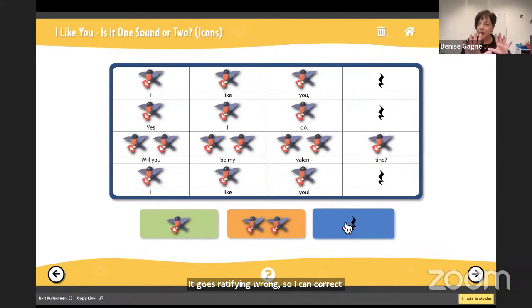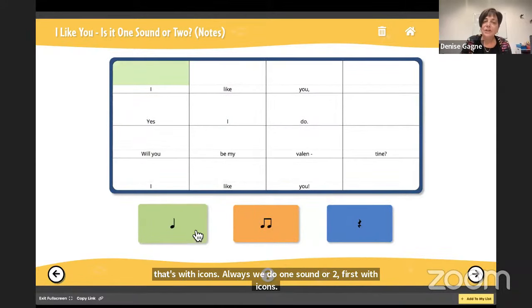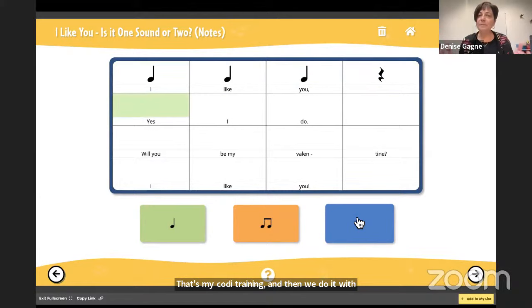And that's with icons. Always we do one sound or two first with icons. That's my Kodaly training. And then we do it with notes. And you can name them using whatever rhythm names, rhythm syllables you use. If you use du, du's and du-des, du, du, du. I use ta, ta, ta, sh. Use whatever works for you.